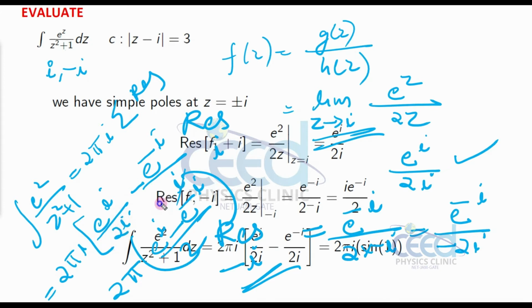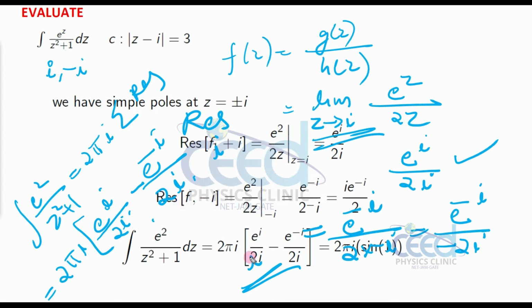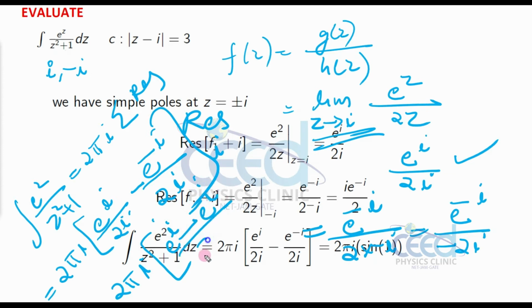2i, we can directly simplify into the sin x formula. Okay, so look here, this 2 pi i into this, I can write as e raised to i minus e raised to minus i divided by 2i. This is already sin 1. Okay, this is sin 1.